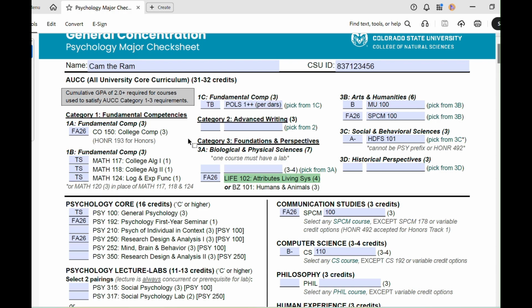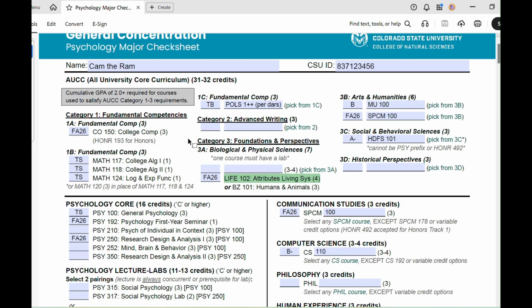Next up is Category 2, Advanced Writing Requirement. All psychology majors must take an upper division writing course. Upper division means any 300 or 400 level course. Please note the definition of what upper division coursework is. It is very important to correctly create a graduation plan.